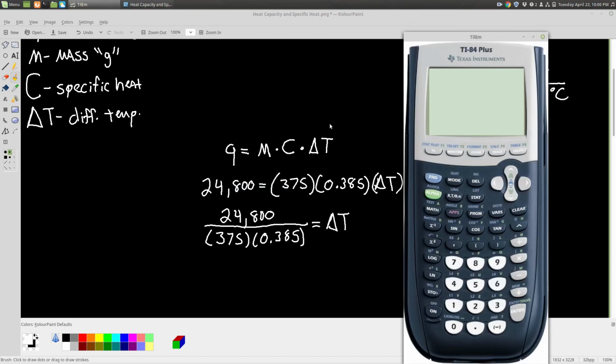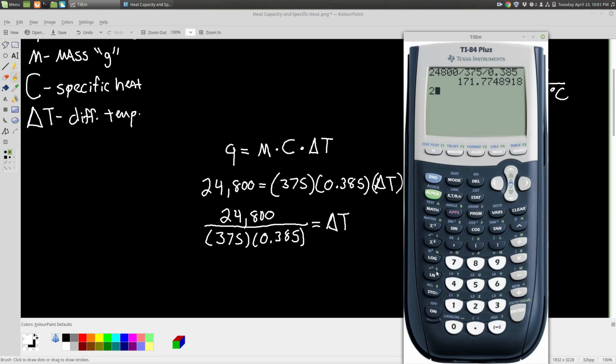So let's pull our calculator up, turn it on. Okay, we've got 24,800 divided by 375 divided by 0.385. And we get that. Now, some of you may not have liked the way I typed that into the calculator, so let me show you that that is okay.